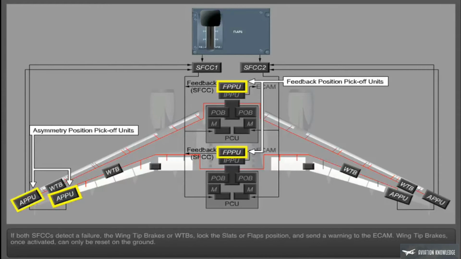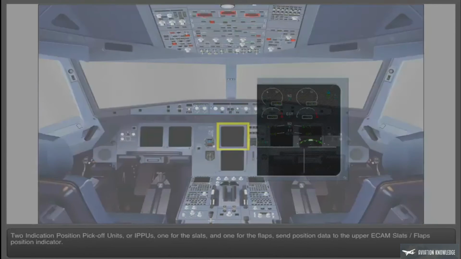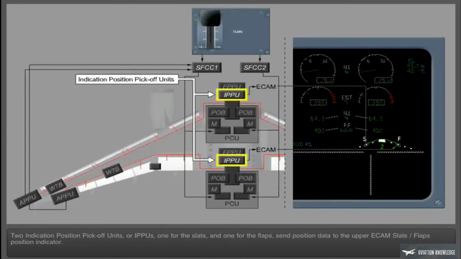If both SFCCs detect a failure, the wingtip brakes, or WTBs, lock the slats or flaps position and send a warning to the ECAM. Wingtip brakes, once activated, can only be reset on the ground. Two indication position pickoff units, or IPPUs, one for the slats and one for the flaps, send position data to the upper ECAM slats flaps position indicator.